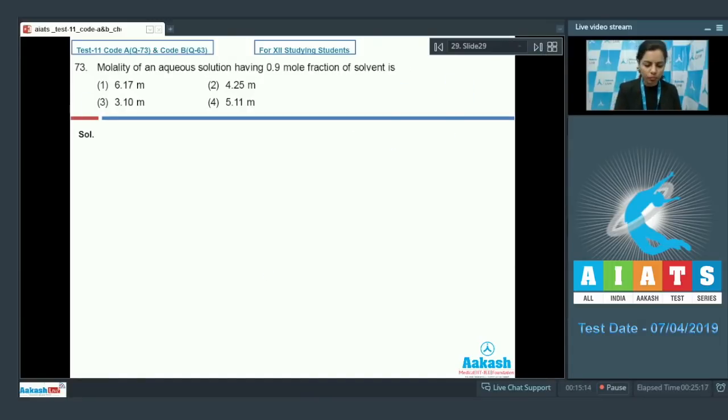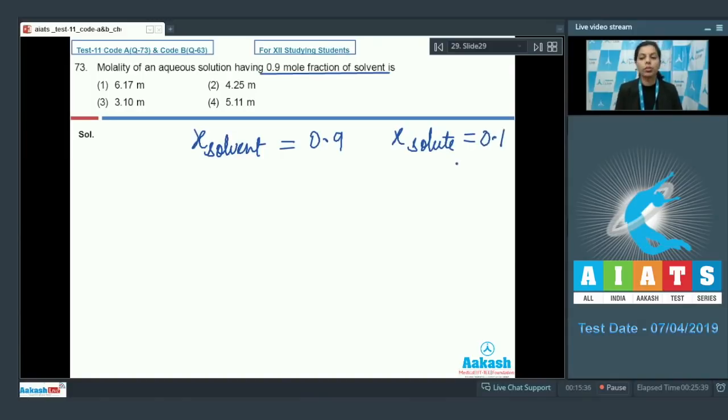Let's take the next question, question number 73. Molality of an aqueous solution of 0.9 mole fraction of solvent. It means in this question you have the mole fraction of the solvent. I'm taking X solvent, that is 0.9. So what would be the value of X for the solute? It would be 0.1, because we know that the total mole fraction is 1. That's why we have X for the solute, that is 0.1.